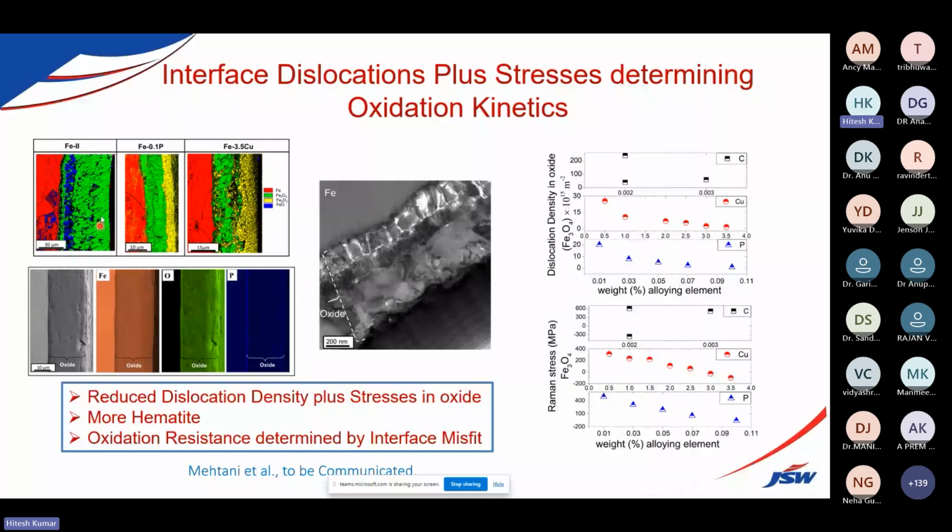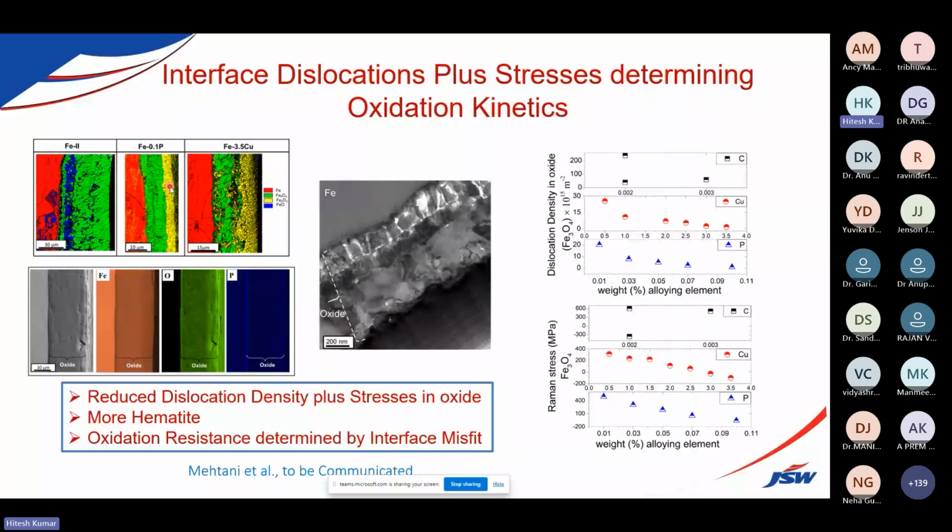So this is a ferrite surface. But when we are talking about the phosphorus and copper, again the formation of hematite is more, as explained earlier. It's a columnar corundum structure, and this is a spinel structure. This corundum is again improving the oxidation resistance.